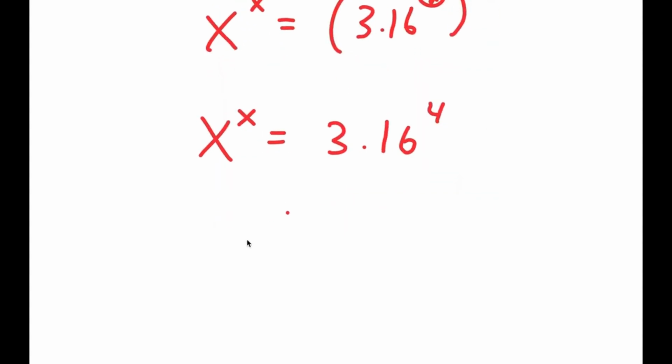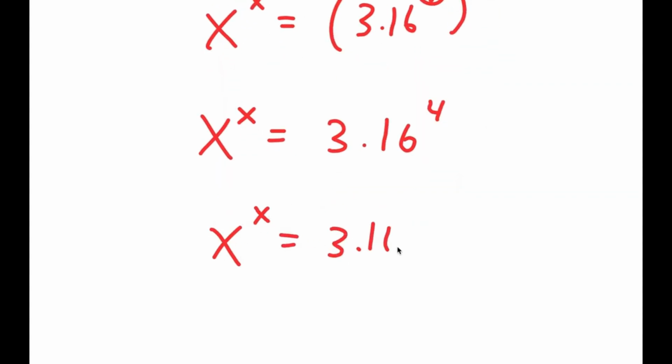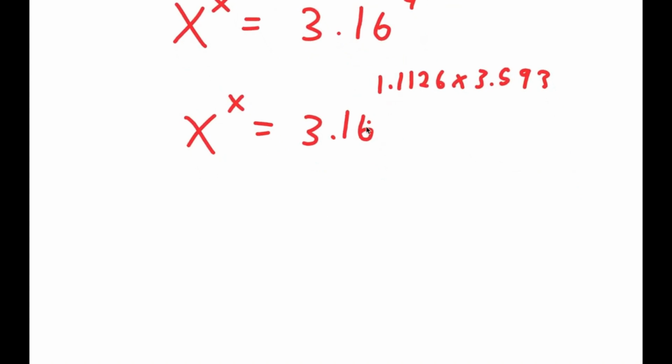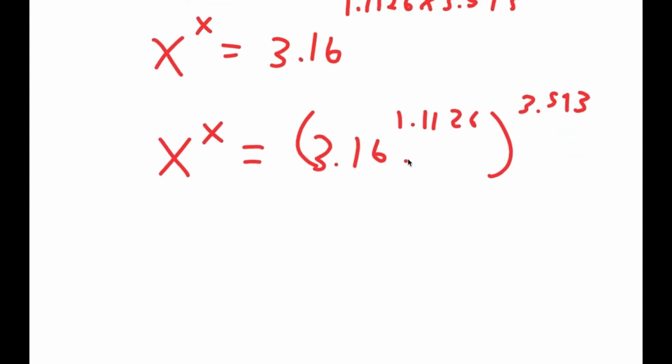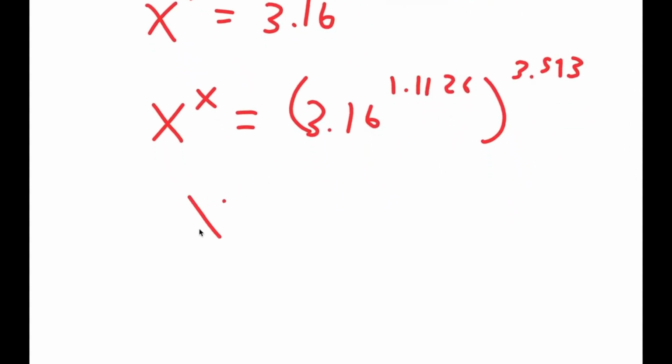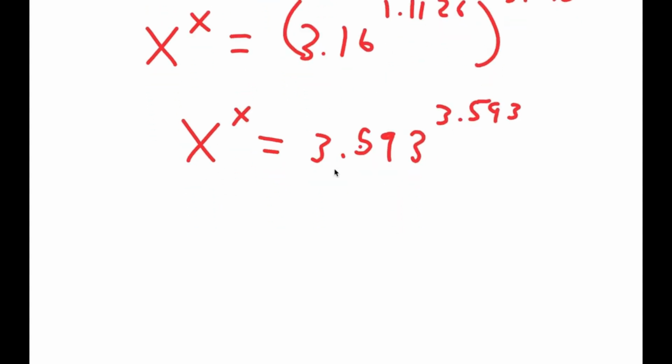And now I can rewrite 4 here as 1.1126 times 3.593. And the reason I'm doing this is so I can write this as 3.16 to the power of 1.1126 to the power of 3.593. And 3.16 to the power of 1.1126 is 3.593. So I get x to the power of x is equal to 3.593 to the power of 3.593, meaning x is equal to 3.593.